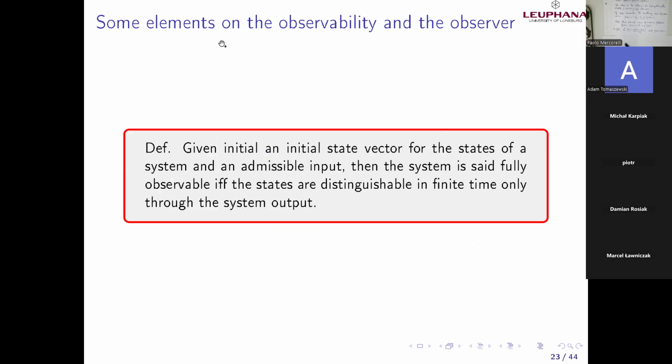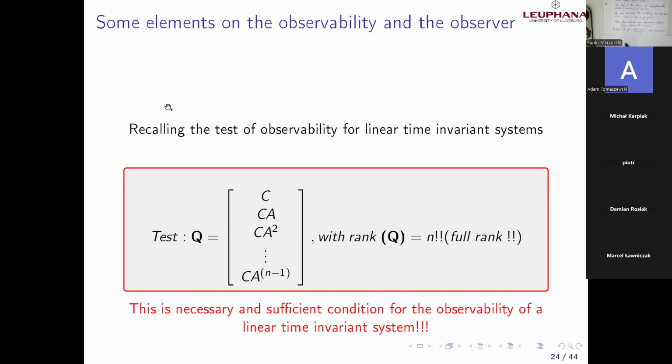Here we have a possible definition of the observability. It's related to the distinguishability in finite time of the output through the system output. I can distinguish between x1 and x2 in finite time from the output. It's a little bit theoretical, but it can help to fix the idea. The test for the observability in the linear case is this one. But we can understand very well without doing the demonstration.